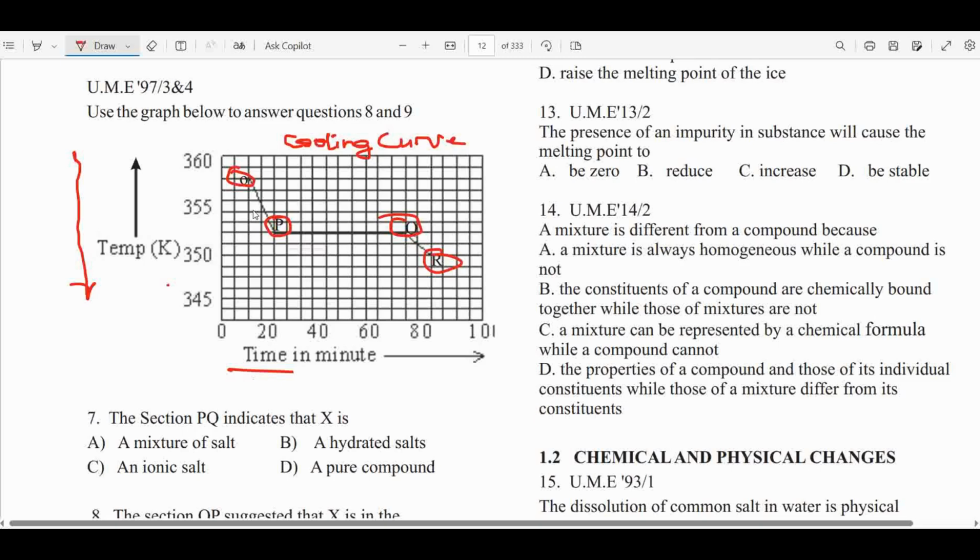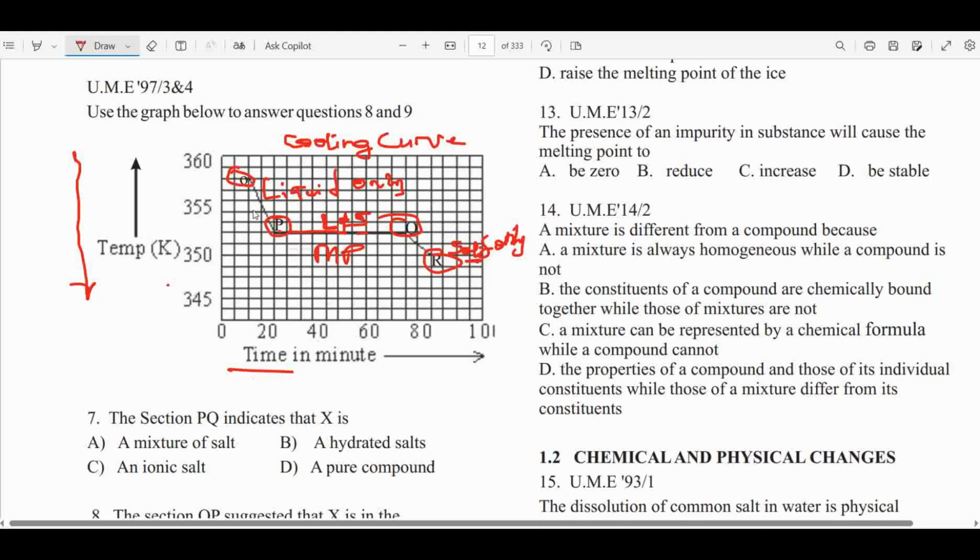From O to P, this is the liquid phase. And then at this point, you have your melting point. From Q to R, you are going to have your solid. At P to Q, during melting, you are going to have a combination of liquid and solid. But from Q to R, you're going to have just solid only. So here will be liquid only, and here will be solid only.